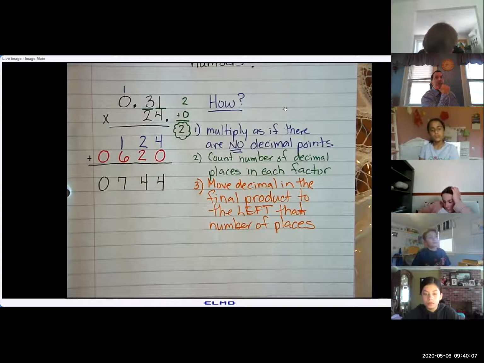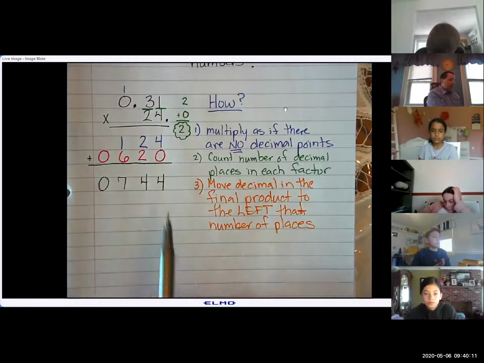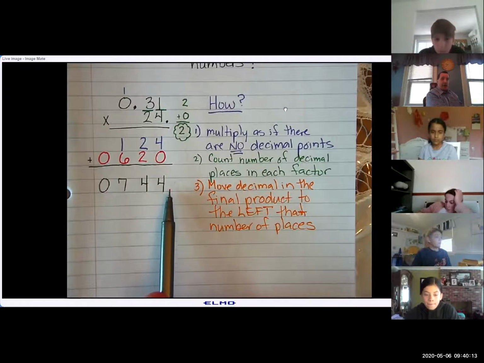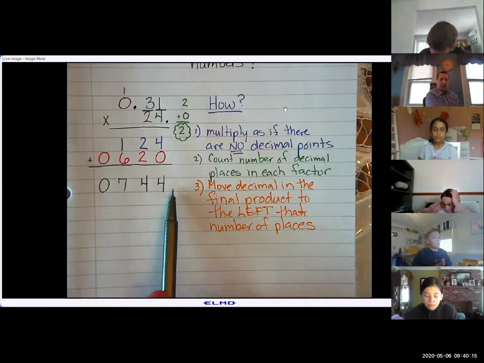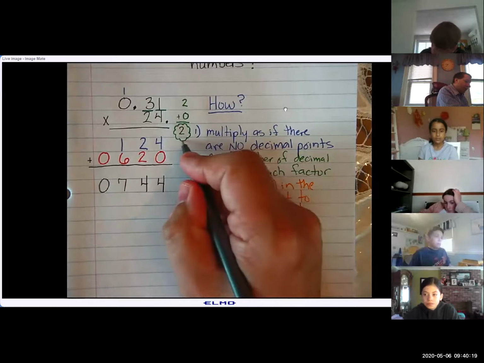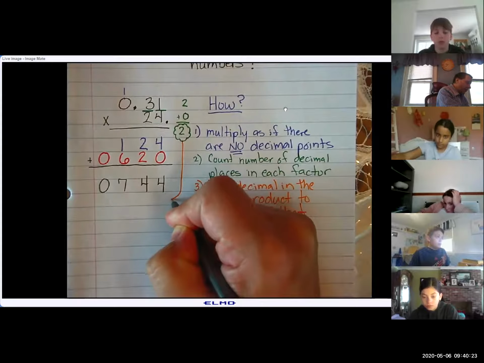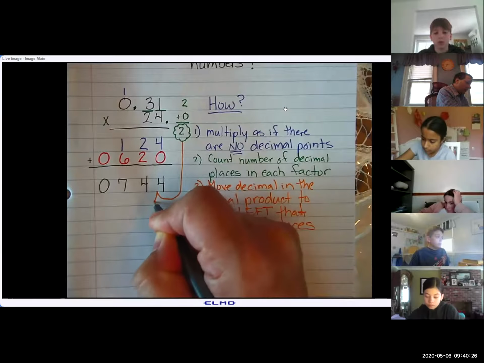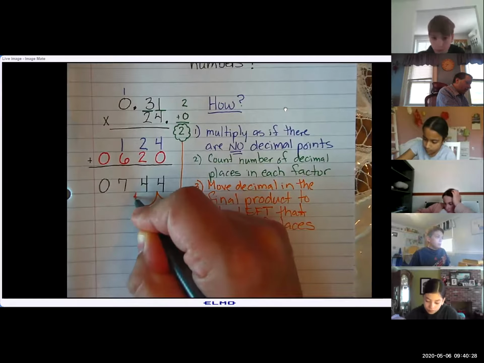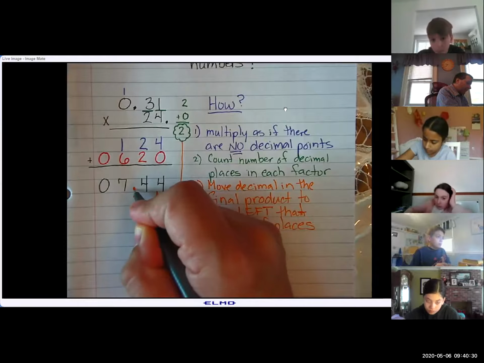So right now my final product is 744. The decimal point as of right now is right there. Does that make sense? So I have 2. I need to move that decimal point 1, 2 spots to the left, which would be right there.